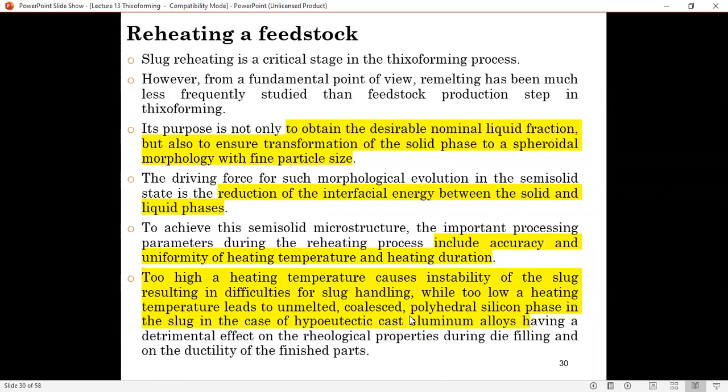So if the temperature is too low, then the elements inside the alloy, for aluminum for example the silicon phase, will coalesce and sit in one place. It's not distributed well inside the alloy, inside the billet itself. So it's very hard for you to cast materials like that.